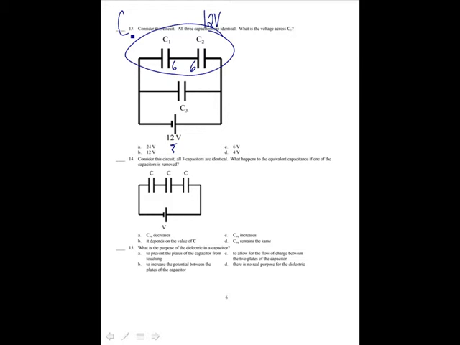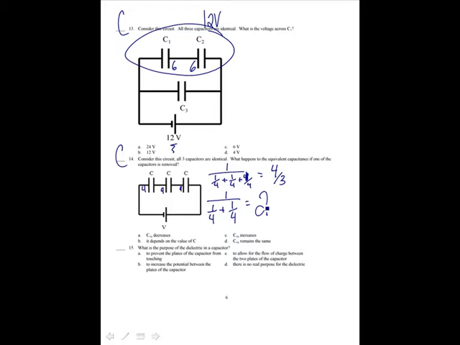Consider this circuit. All 3 capacitors are identical. What happens to the equivalent capacitance if one of the capacitors is removed? Right, the equivalent capacitance is actually going to increase. That's C. Let me show you, let's just put some numbers in. Let's say that they're all 4 microfarads. If I have 3 capacitors, that's 1 over 1/4 plus 1/4 plus 1/4, which is equal to 4/3. If I only have 2 capacitors, that's 1 over 1/4 plus 1/4, that's 1 over 1/2, which is 2. So when I remove a capacitor, it increases the equivalent capacitance.